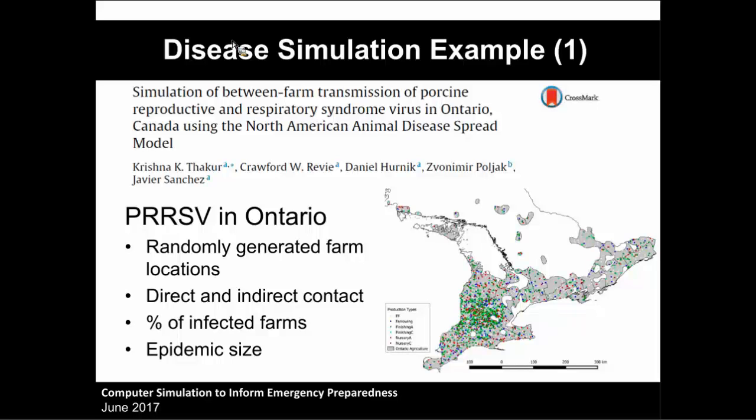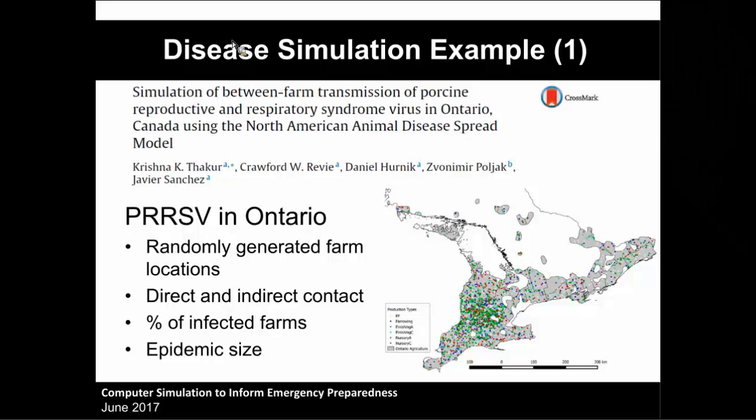First was the disease, the model. And to do that, because the population level data was not available, they randomly generated farm locations within the province. That was based on the 2011 census data. And they also came up with the direct and indirect contact rates, and then simulated what proportion of farms could be infected and the size of the epidemic.